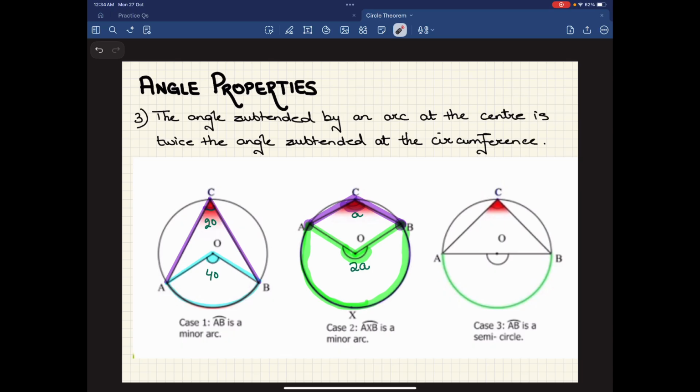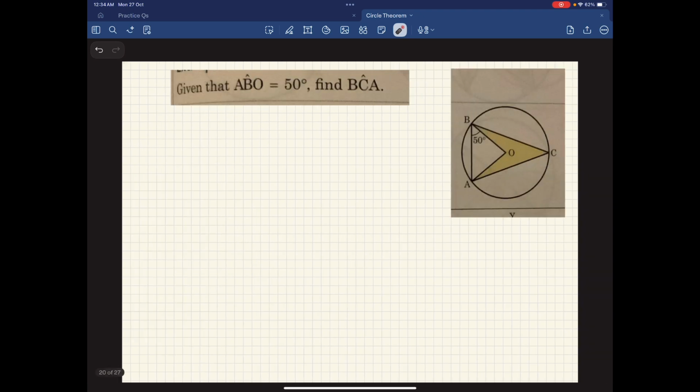Okay, so these are the three possible scenarios for putting this property into action. Given that angle ABO is 50 degrees, find BCA. So they want us to find BCA, this angle. I would suggest that whenever you're attempting a circles question, the first thing you should do is mark all the radii, and the second is that you should mark all the 90-degree angles.